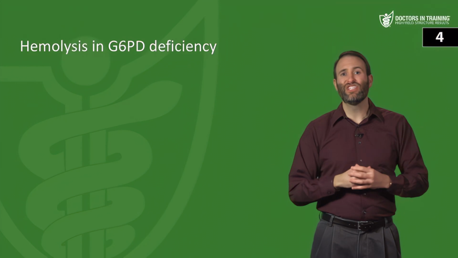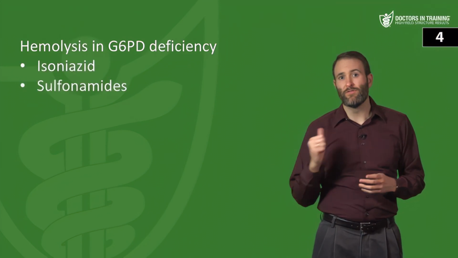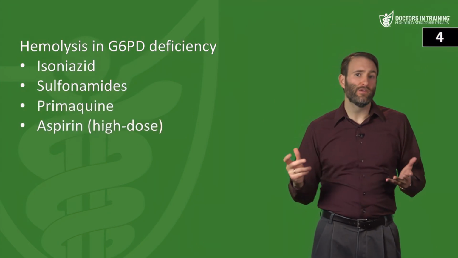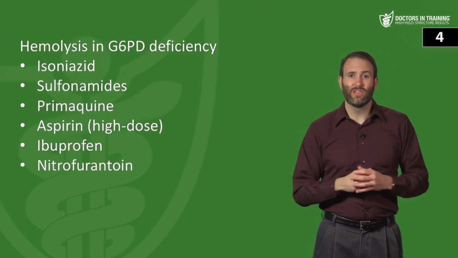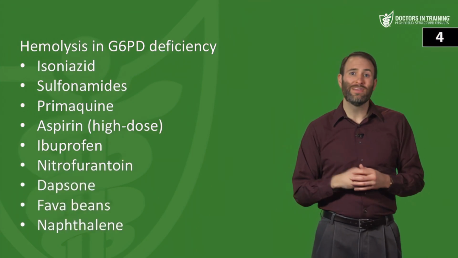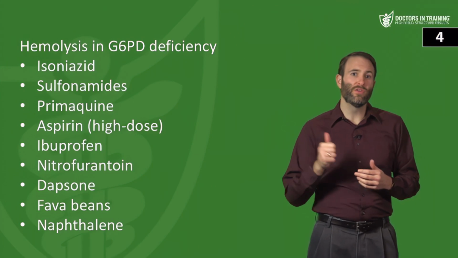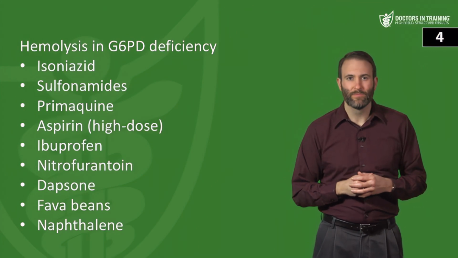Next, we have hemolysis in G6PD deficient patients. So we got to remember isoniazid, sulfonamides, primaquine, aspirin in very high dosages, ibuprofen, nitrofurantoin, that's a UTI drug, then also dapsone, fava beans, and naphthalene. So all of these drugs can cause hemolysis in a G6PD deficient patient.